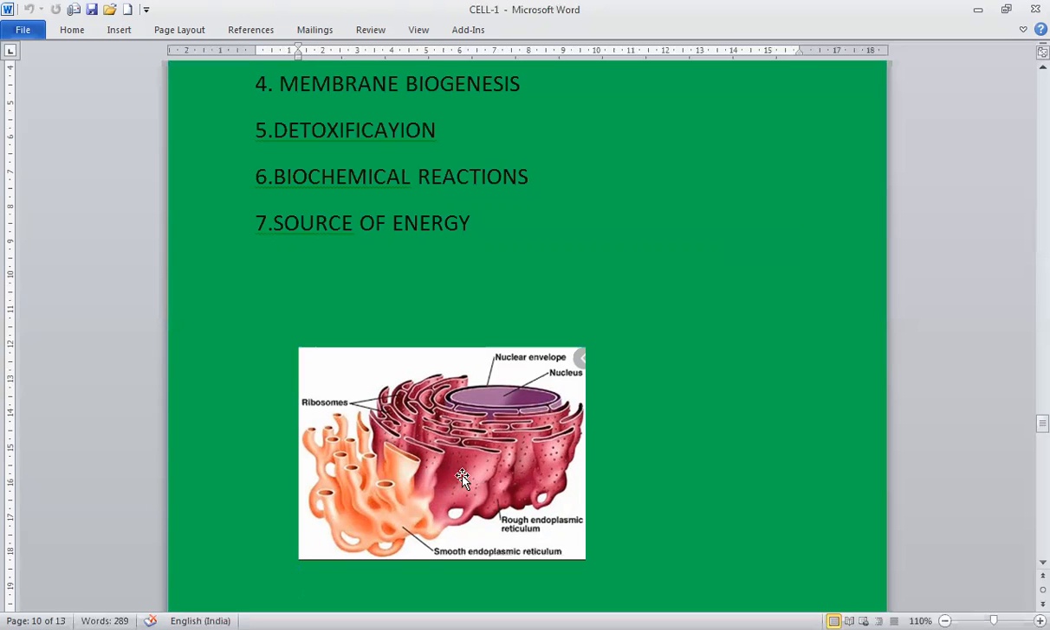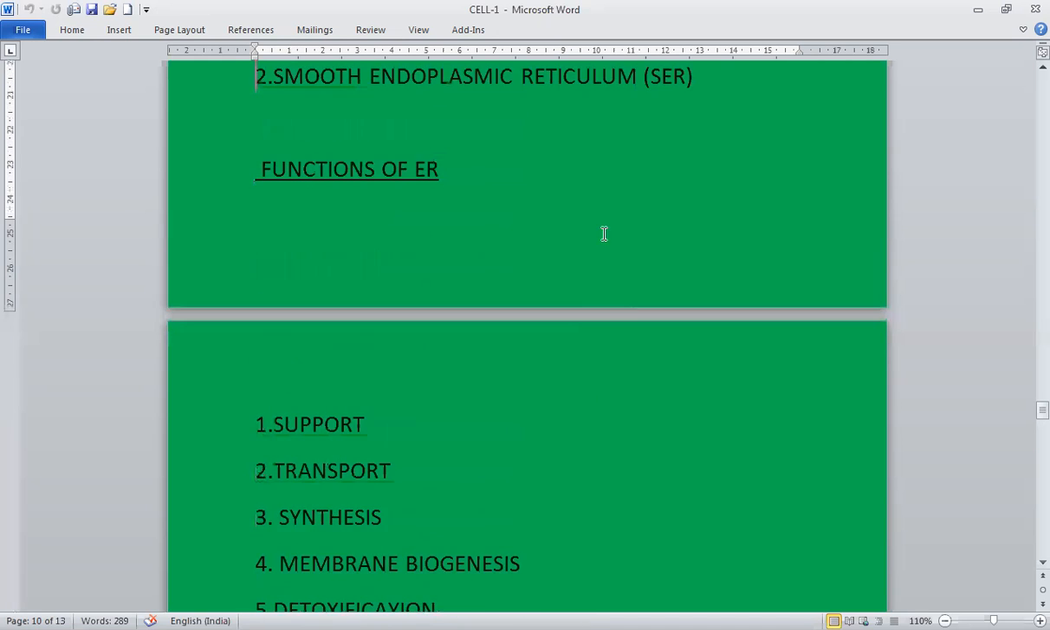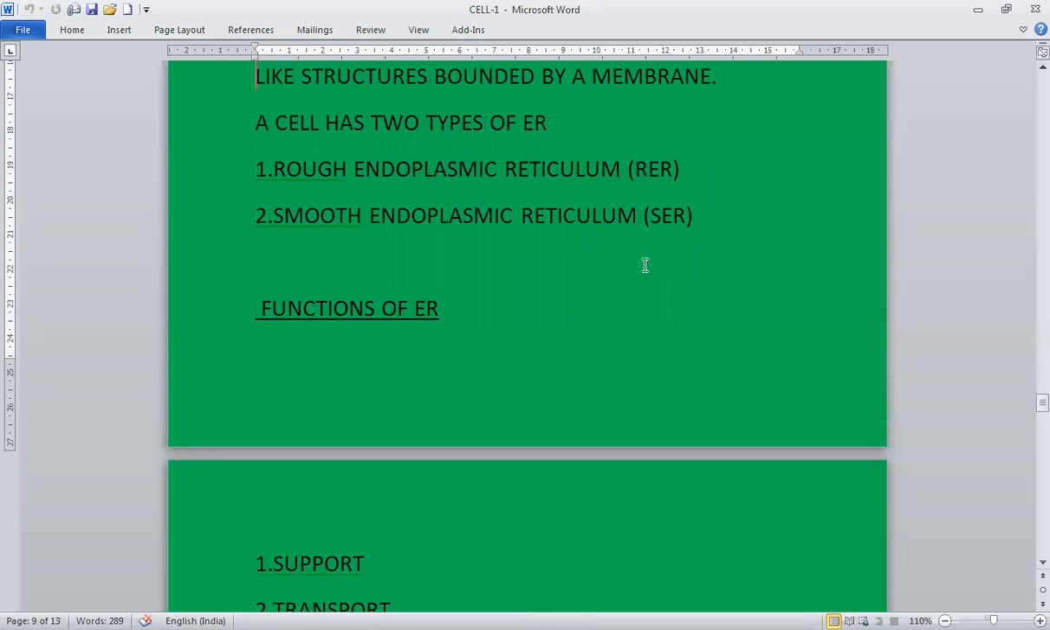The protein synthesized over here is transported to different parts of the cell based on their requirements. So this is known as rough endoplasmic reticulum. It is rough due to the presence of ribosomes. This is smooth endoplasmic reticulum. We'll study about it. Rough endoplasmic reticulum and smooth endoplasmic reticulum.